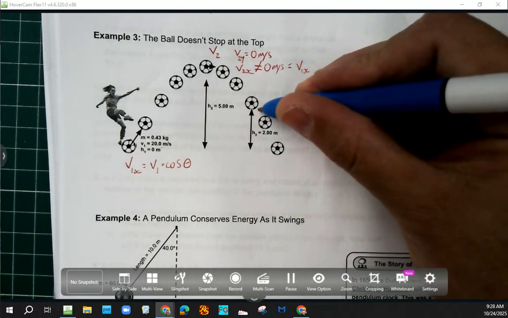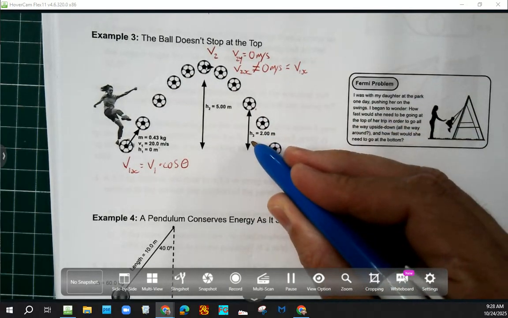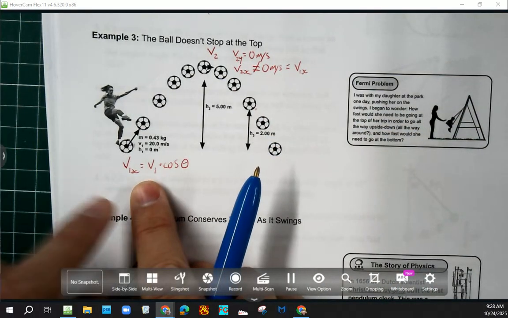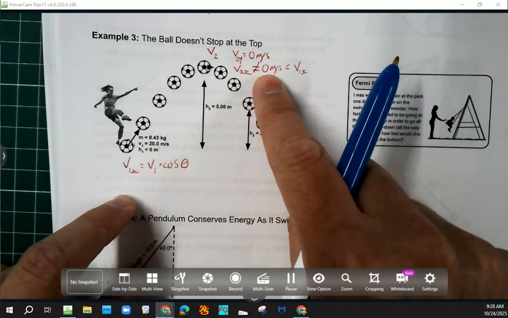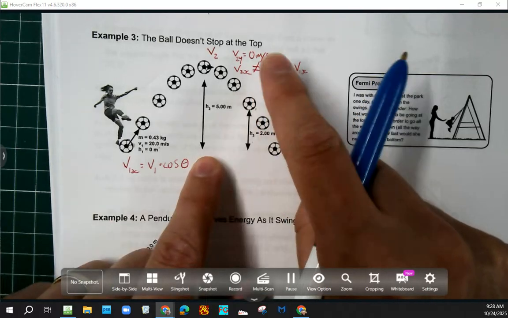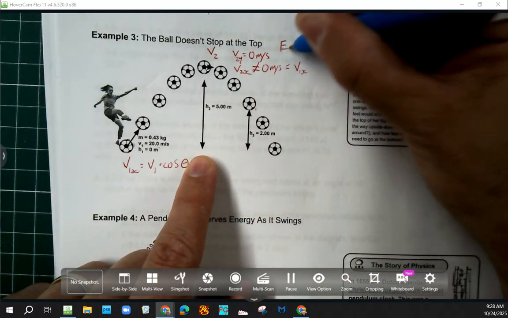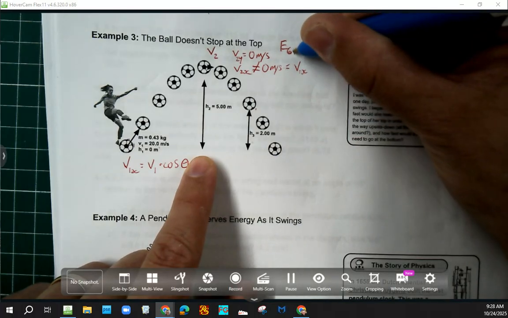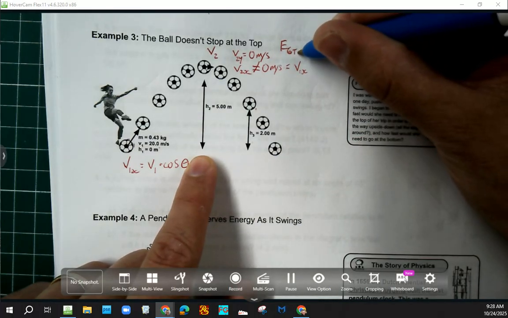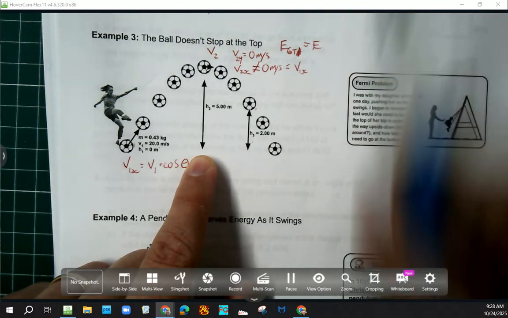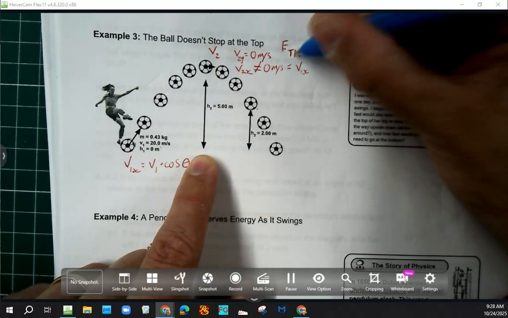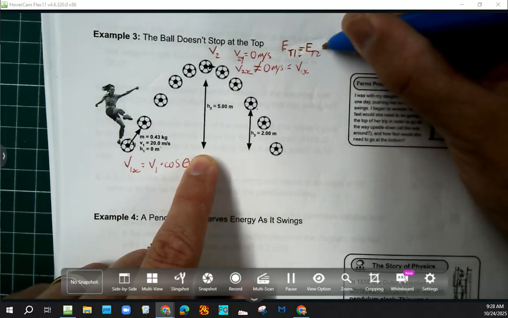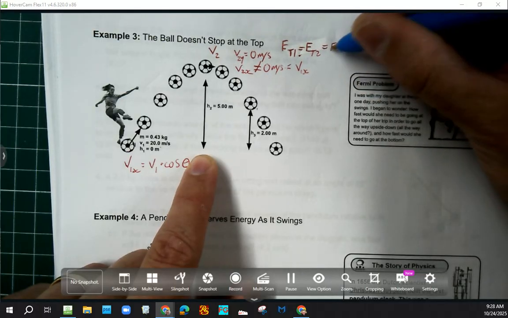Now when it gets back down to this point right here, we could say, oh, wait a minute, I don't really need to talk about x and y components. I actually didn't even really need to talk about x and y components here. What I could talk about up here is, well, in the absence of drag, E total 1 is equal to E total 2, which is equal to Eg2 plus Ek2.